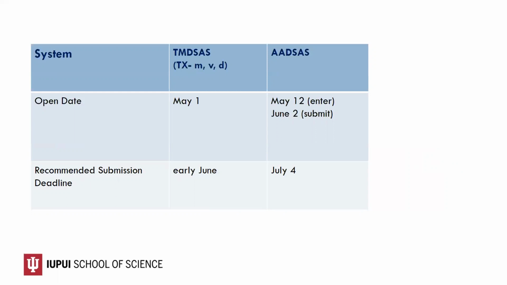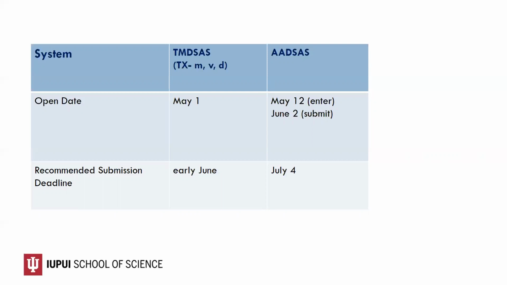The majority of you will be applying through AADSAS, which is the centralized application system for all schools outside of Texas. The application timeline here is a little bit different. So the AADSAS application will open on May 12th, and it's what we call a soft open. At this time, you'll be able to enter the application, begin completing various components, but you will not be eligible to submit your application until June 2nd when it is fully open.